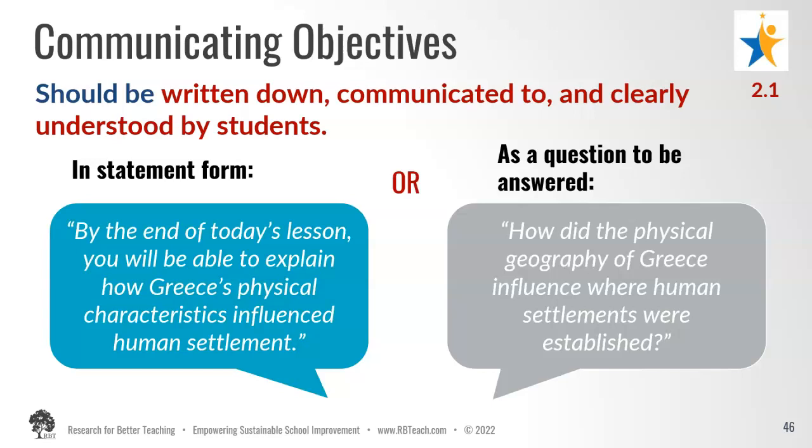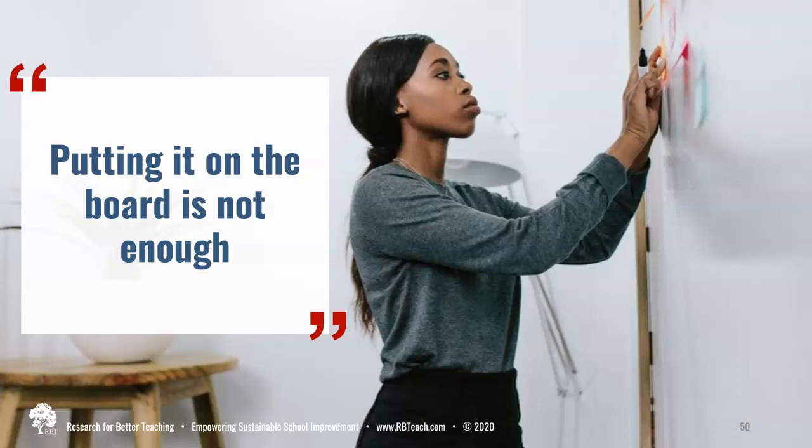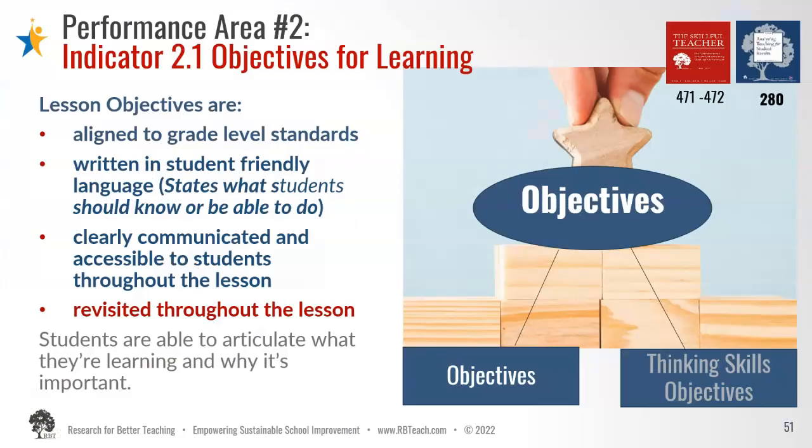But as a question to be answered, it could be written, how did the physical geography of Greece influence where human settlements were established? This works probably best with middle and high school, and with content areas like social studies or science, or even math, where they're exploring or discovering something. But putting objectives on the board is not enough.